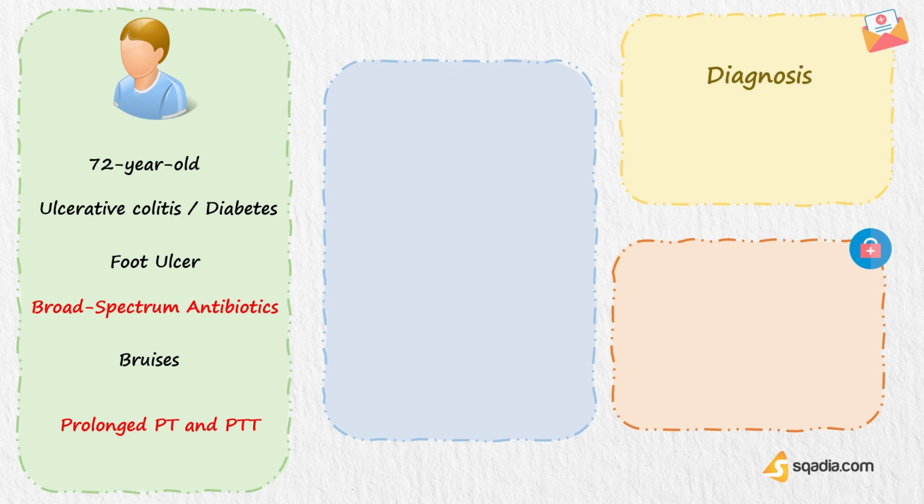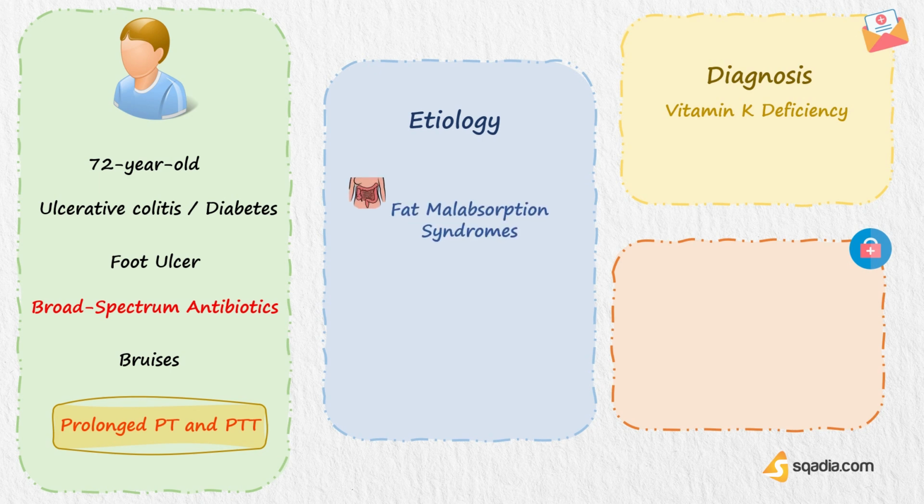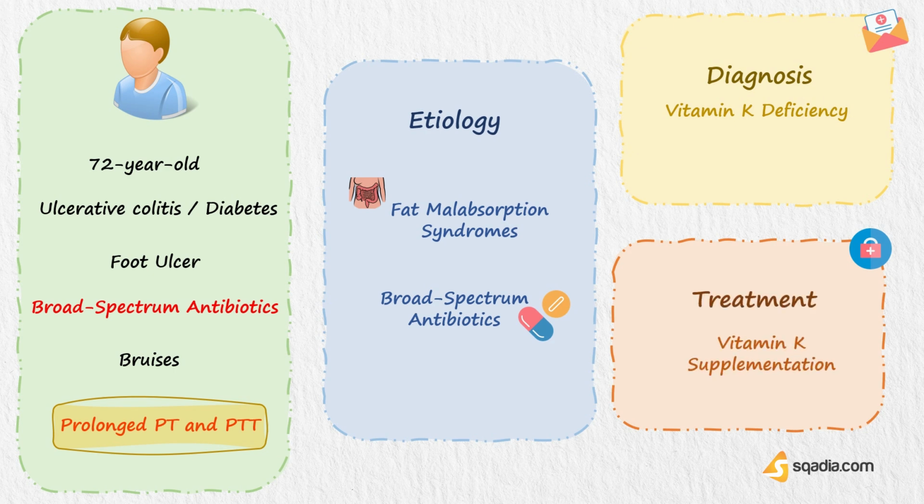The patient is suffering from vitamin K deficiency, indicated by the prolonged prothrombin time and partial thromboplastin time. What are the etiological causes of vitamin K deficiency? Vitamin K deficiency is caused by fat malabsorption syndromes and use of broad-spectrum antibiotics, which serve to suppress bowel bacterial flora, thereby decreasing the synthesis of vitamin K. And how should the patient with vitamin K deficiency be treated? The patient should be given vitamin K supplementation.